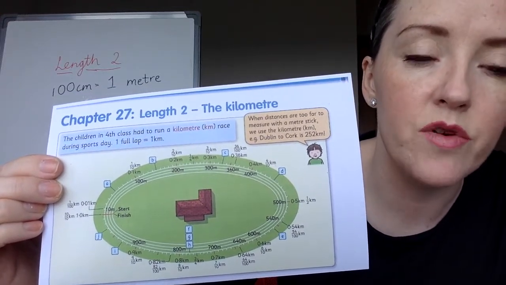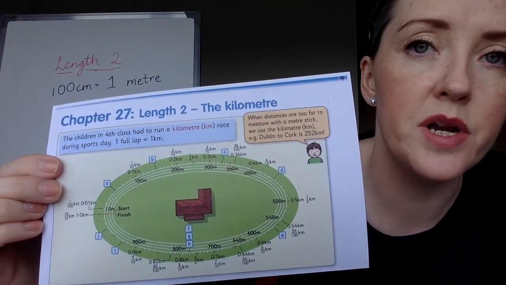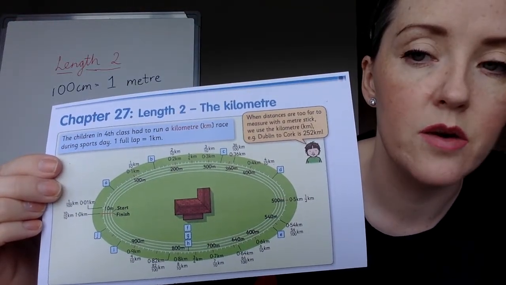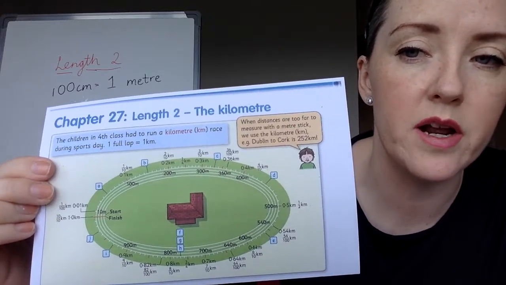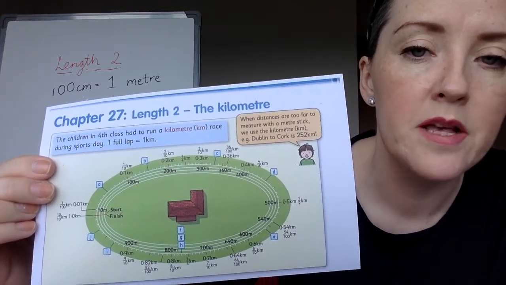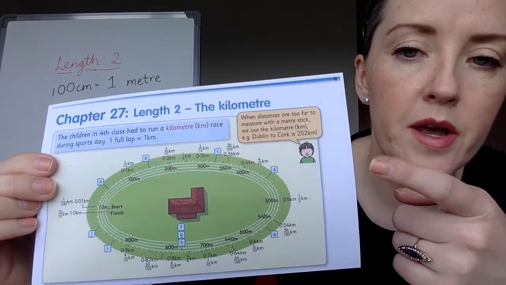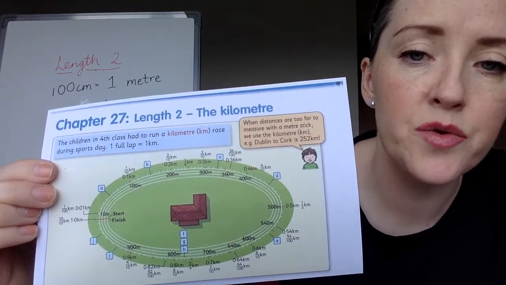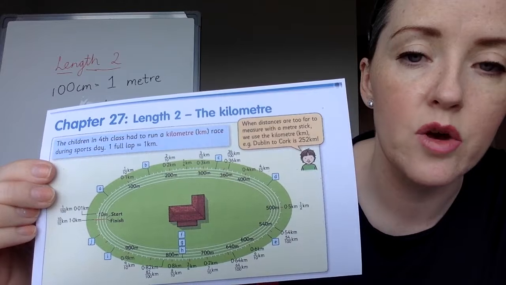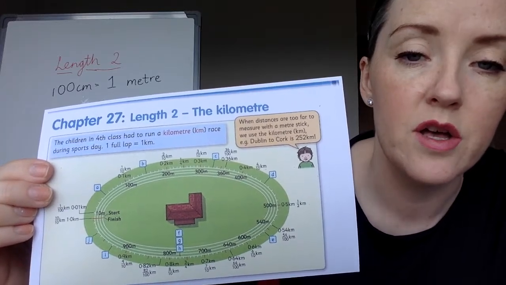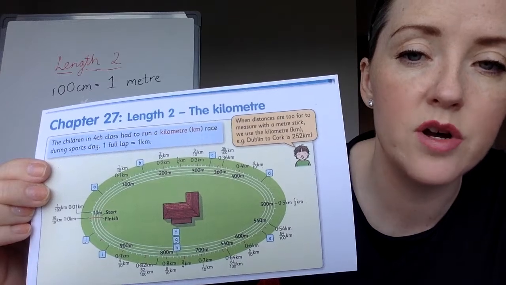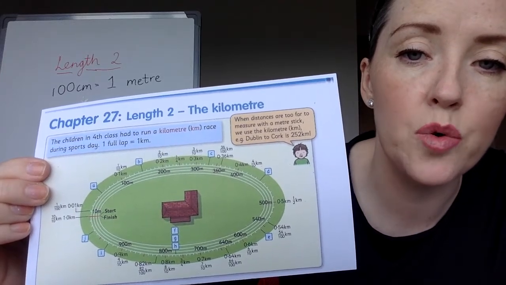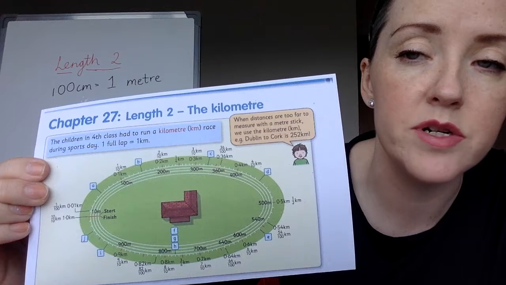And that would equal, if you had your metre stick, you'd have to put it down 1,000 times to measure the kilometre. So now you know why we would use the term kilometre and not 1,000 metres, okay? So you can see up here, when distances are too far to measure with a metre stick, we use the kilometre. So it gives an example here. Dublin to Cork, if you were travelling from Dublin to Cork, it would take us 252 kilometres, okay?